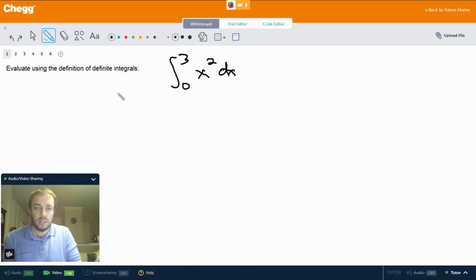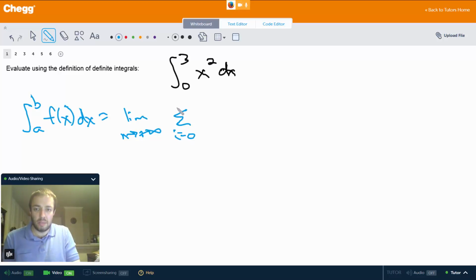So what is the limit definition? Well, it can actually be written in many different forms. But the way I want to use it here is the integral from a to b of f of x dx equals the limit as n goes to positive infinity of the sum from i equals 0 to n of f of a plus i delta x times delta x.